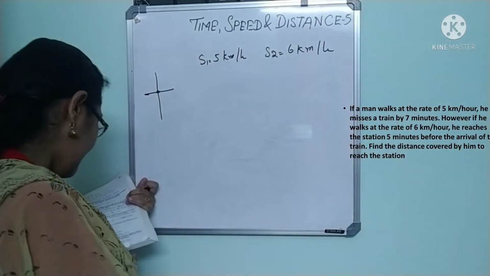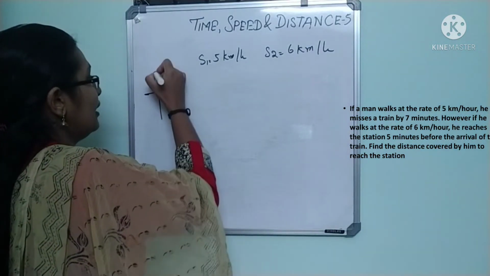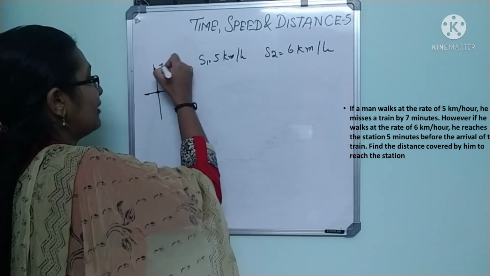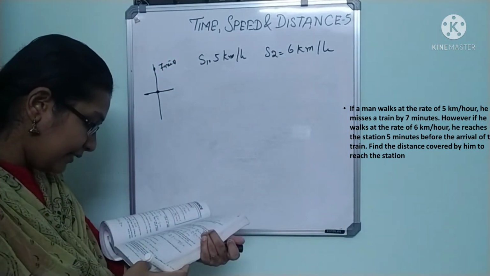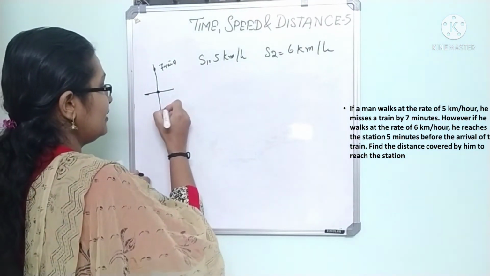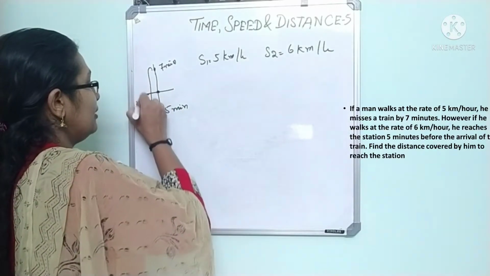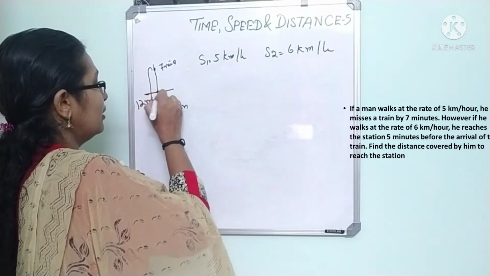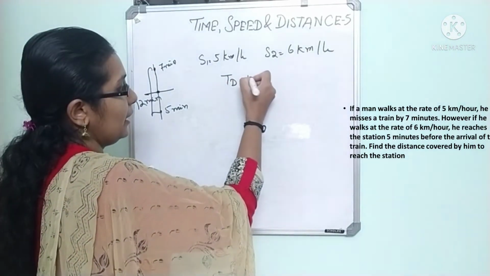So he misses the train because he is 7 minutes late. So the original time is here, he is late by 7 minutes. And the other is, if he walks 6 km per hour, he reaches the station 5 minutes before. That is, he will reach early. Okay. So the time difference here is 12 minutes. Clear? Now you can proceed, right? Time difference is equal to 12 minutes.